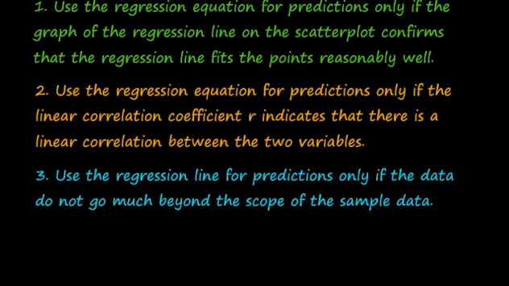Use the regression line for predictions only if the data do not go much beyond the scope of the sample data. So you don't want to use values much beyond your highest value in your sample data or your lowest value in your sample data, because you really don't know what's going on at those extreme ends. You don't know if the linear correlation continues.